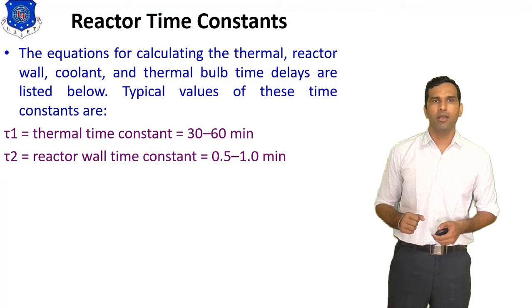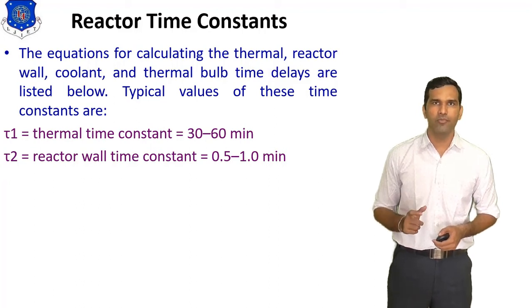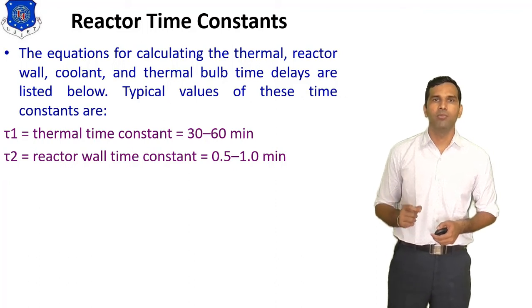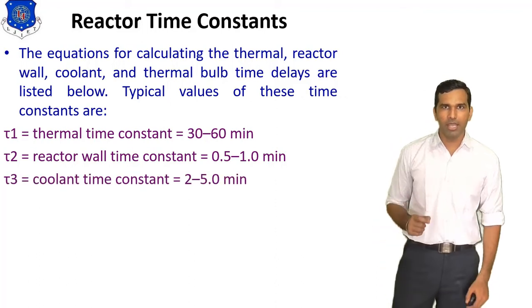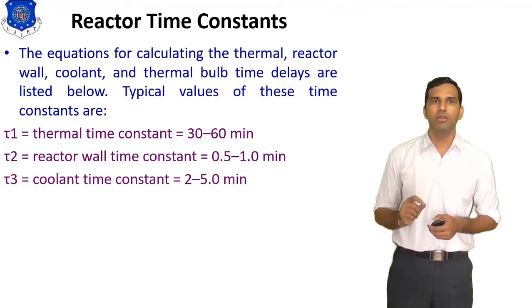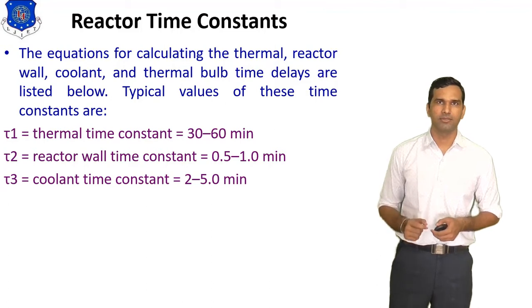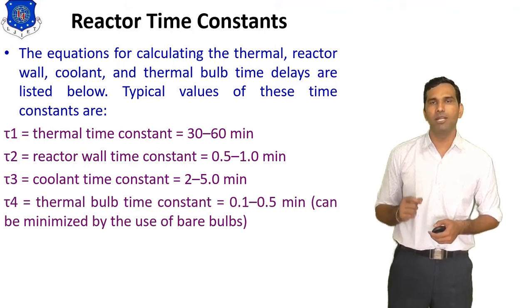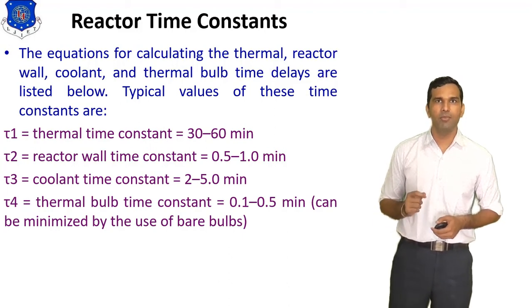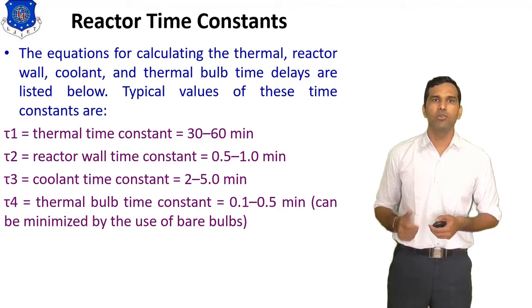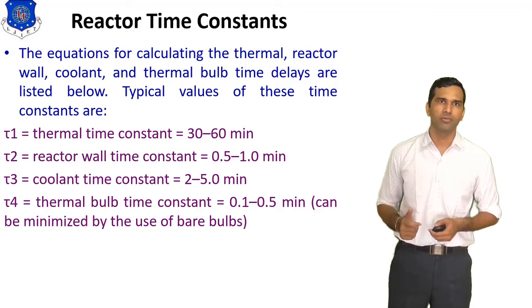Tau 2 indicates the reactor wall time constant and its typical value is between 0.5 to 1 minute. Tau 3 indicates the coolant time constant and its value is between 2 to 5 minutes. And the last one is tau 4. This indicates the thermal bulb time constant and its typical value is between 0.1 to 0.5 minutes. And it can be minimized by the use of bare bulbs.